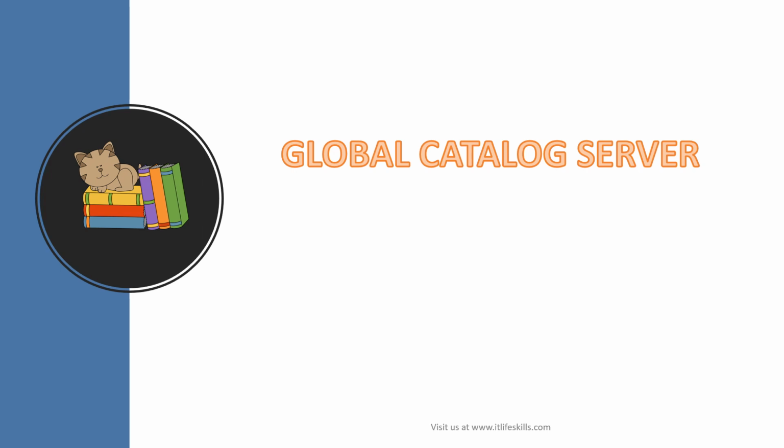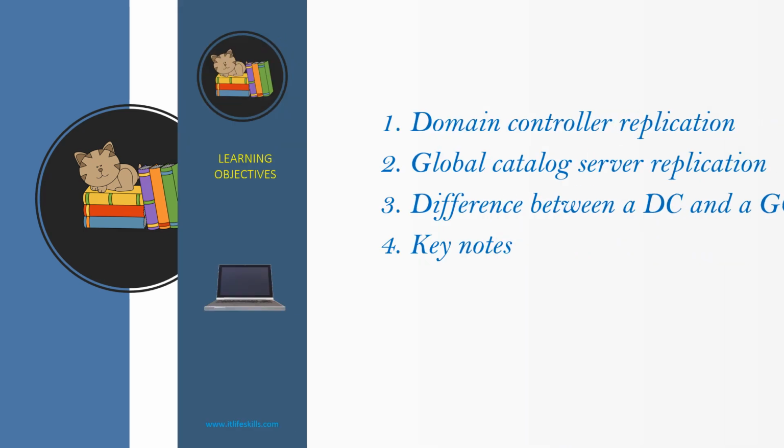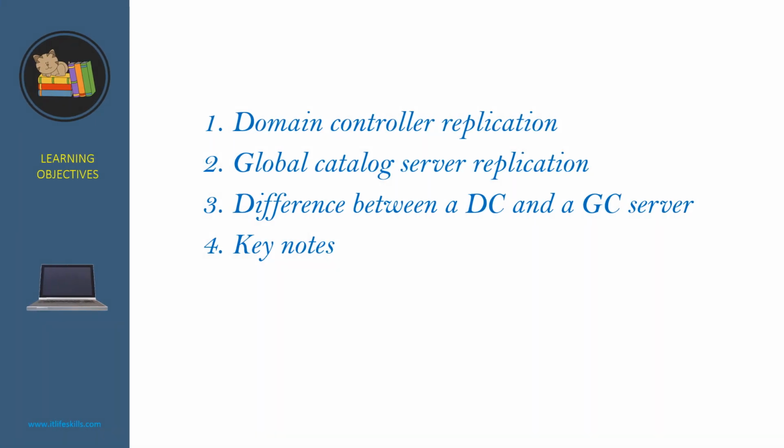In this lesson, we will learn the reasons why we need global catalog servers in an AD forest that has multiple domains. First of all, we will learn about domain controller replication and then global catalog server replication. From there, we can figure out the difference between a domain controller and a global catalog server. And finally, we sum up our lesson with the keynotes.